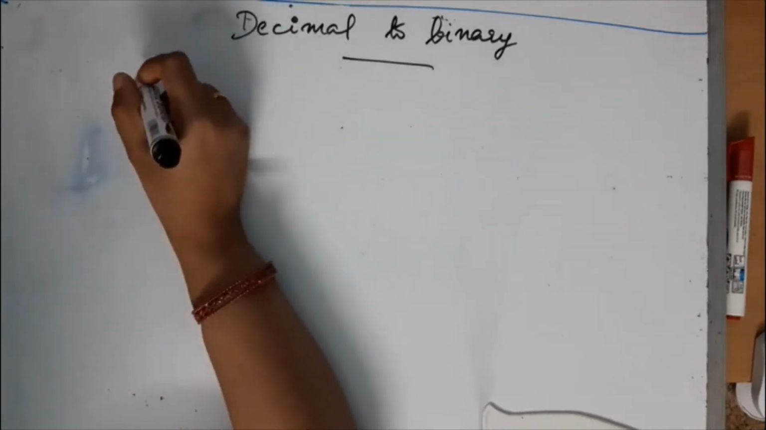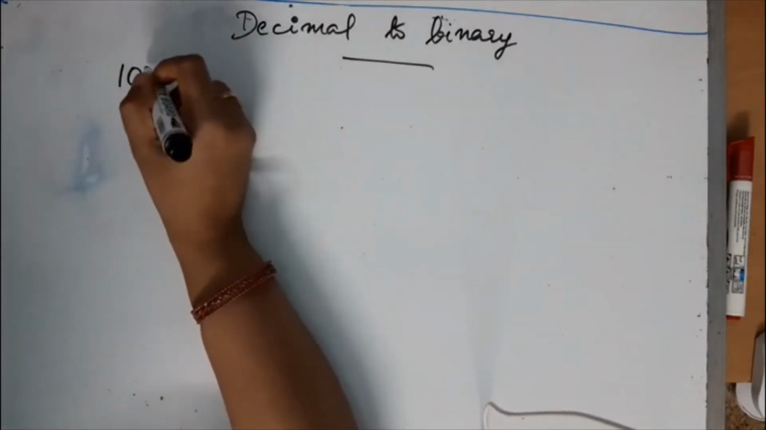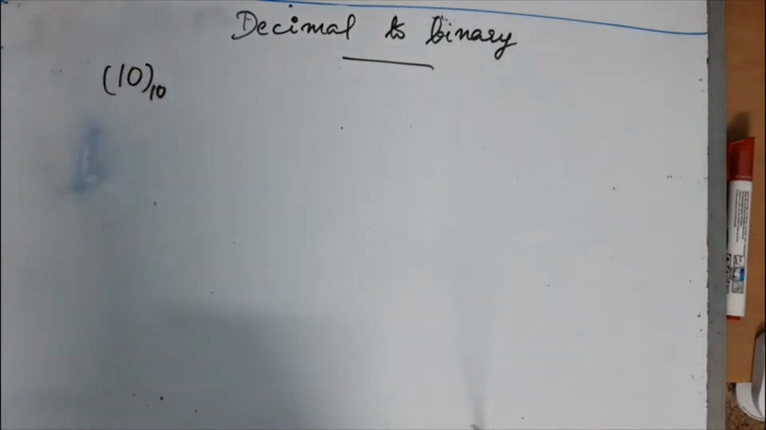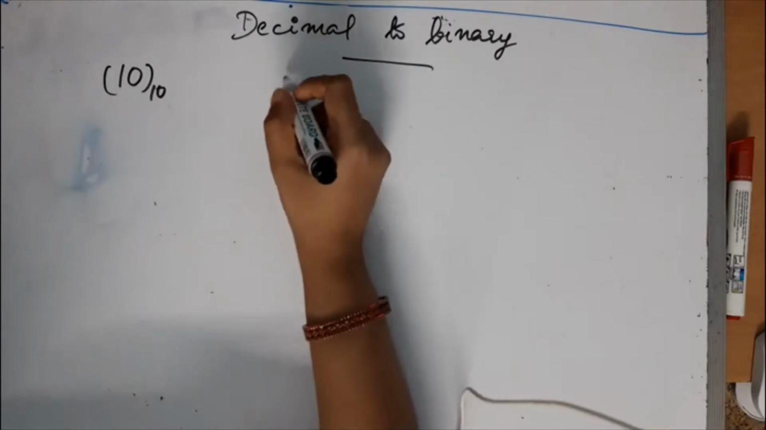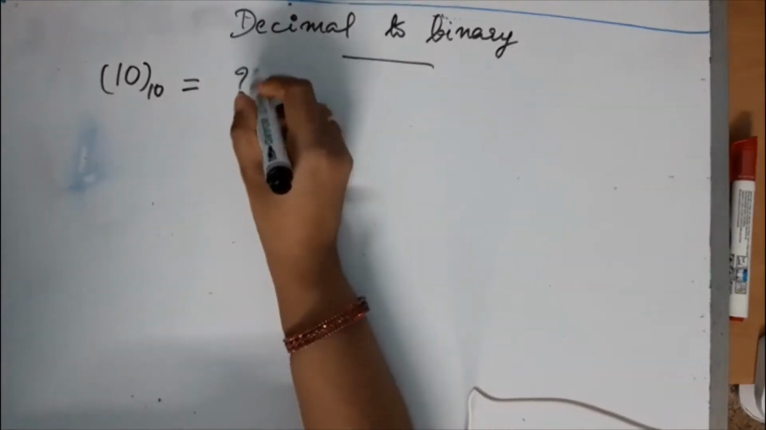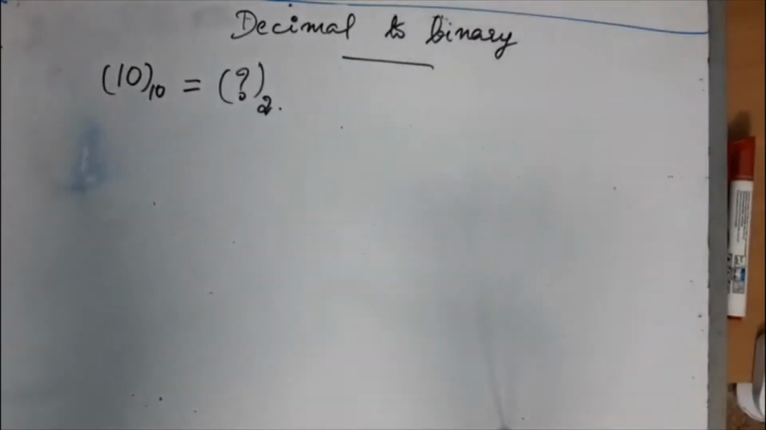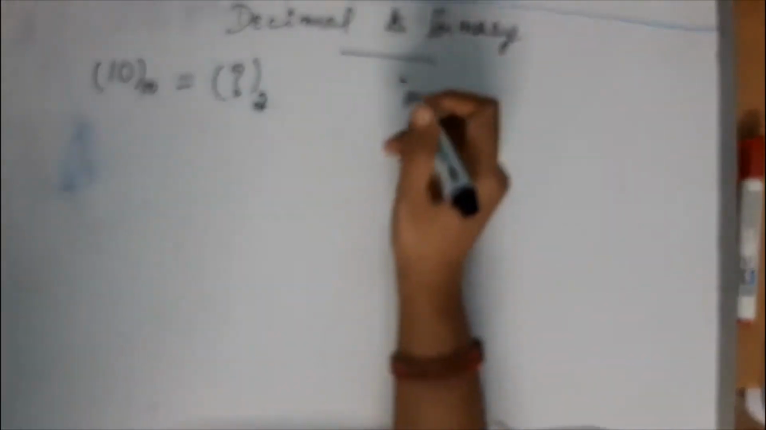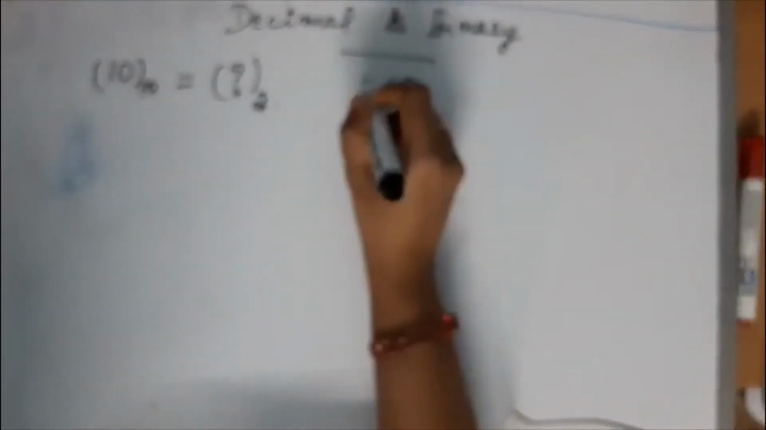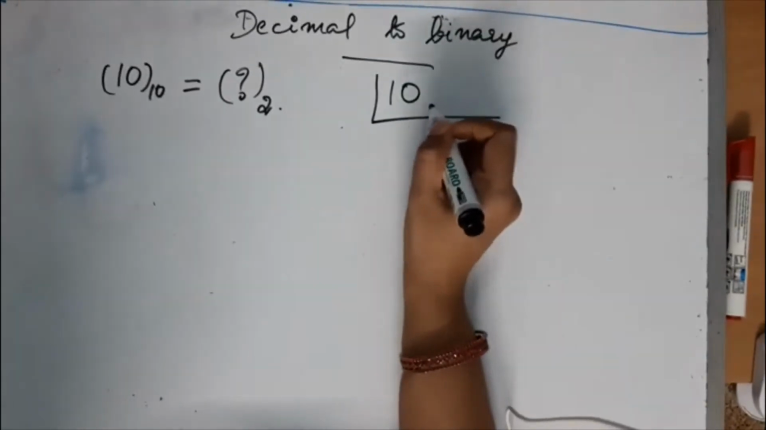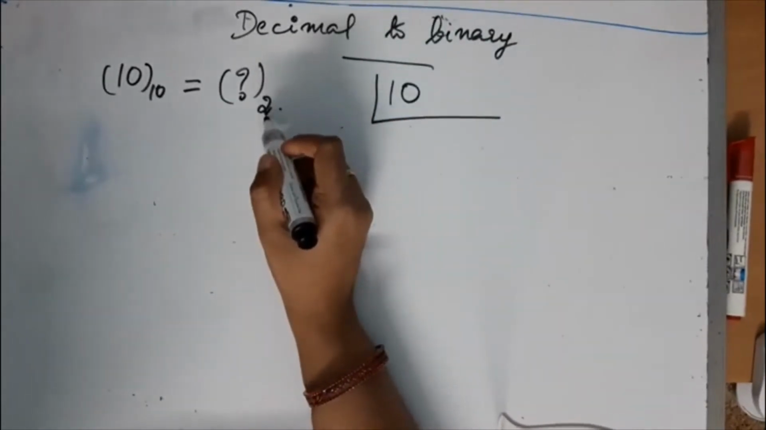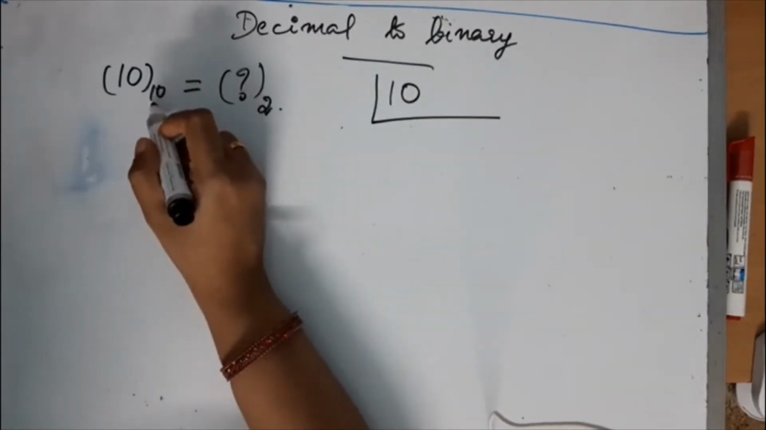So the reverse, that is decimal to binary. Suppose we'll take a small number, say 10 to the base 10, and we have to convert it to binary. There we multiplied and added, here we will divide. So 10 we will divide with whatever base we want to convert to. Here we are converting decimal to binary.